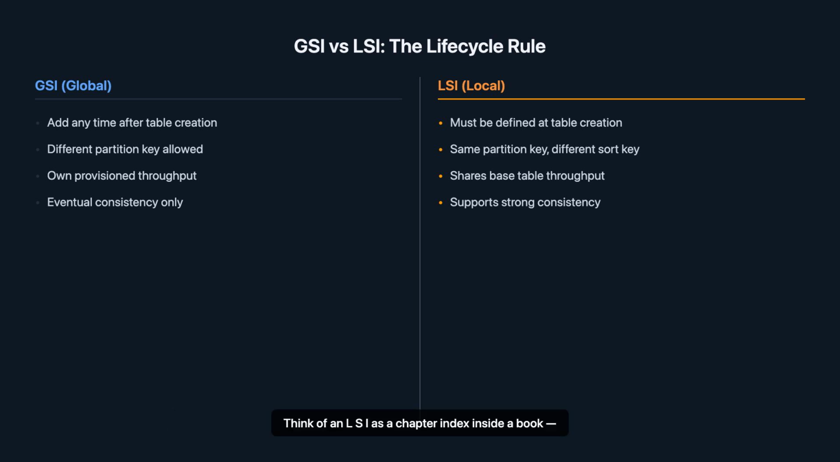Think of an LSI as a chapter index inside a book. It has to be built when the book is printed. A GSI is more like a separate card catalog you can add to the library whenever you want.